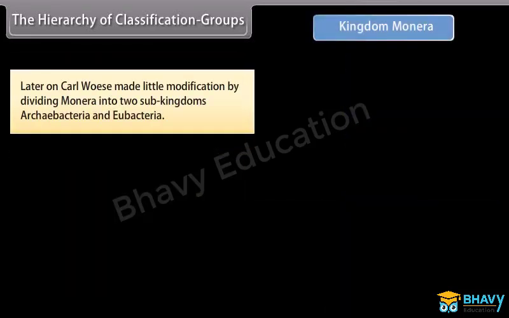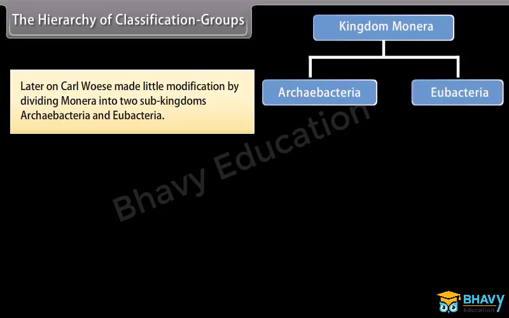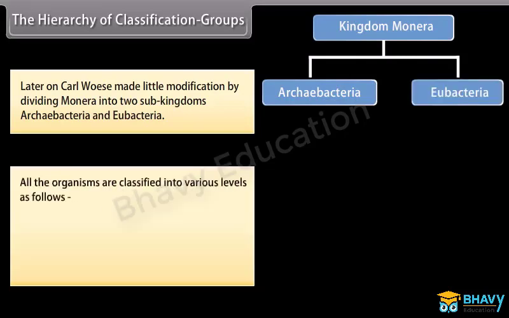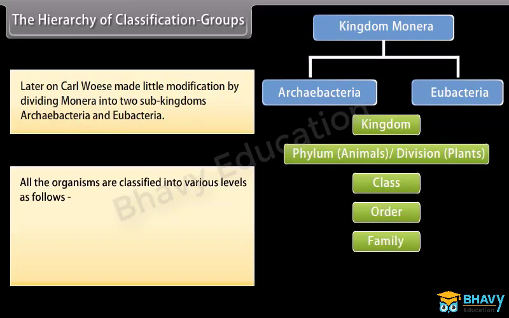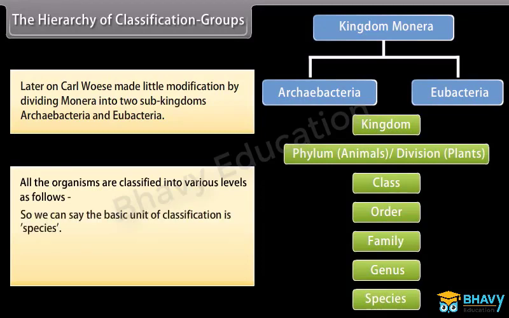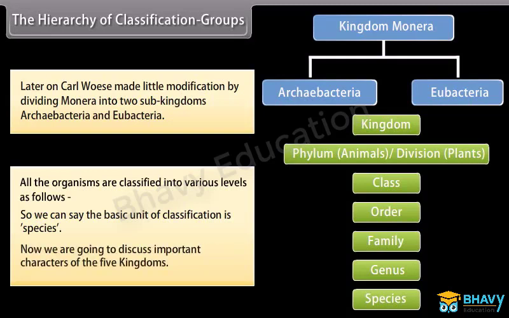Later on, Carl Woese made a small modification by dividing Monera into two subkingdoms, Archaebacteria and Eubacteria. All the organisms are classified into various levels as follows: kingdom, phylum for animals or division for plants, class, order, family, genus, species. So we can say the basic unit of classification is species. Now we are going to discuss the important characters of the five kingdoms.